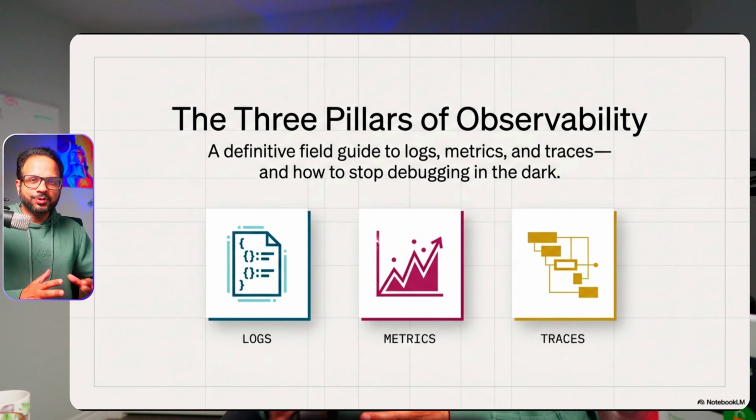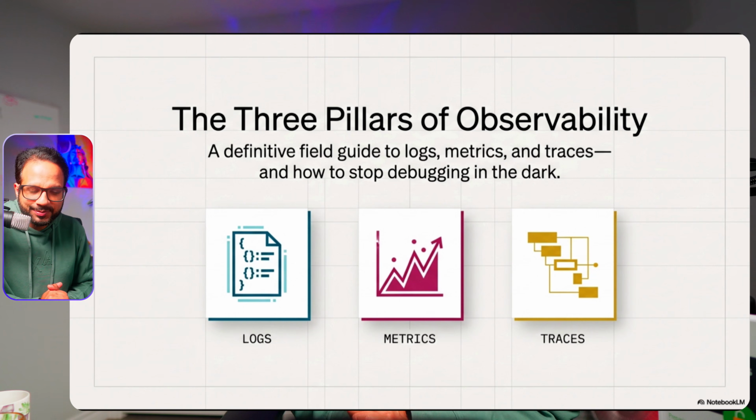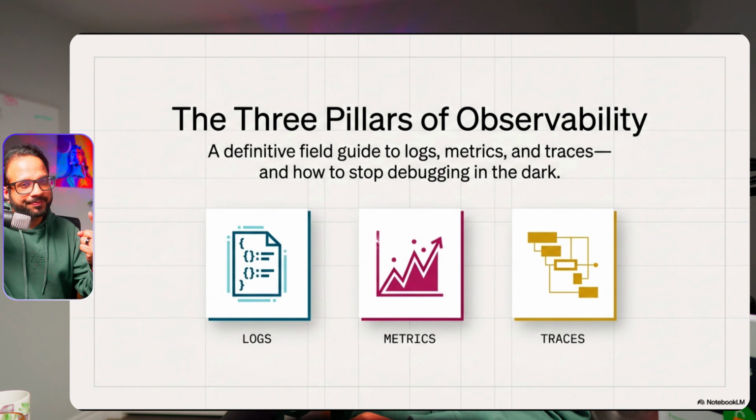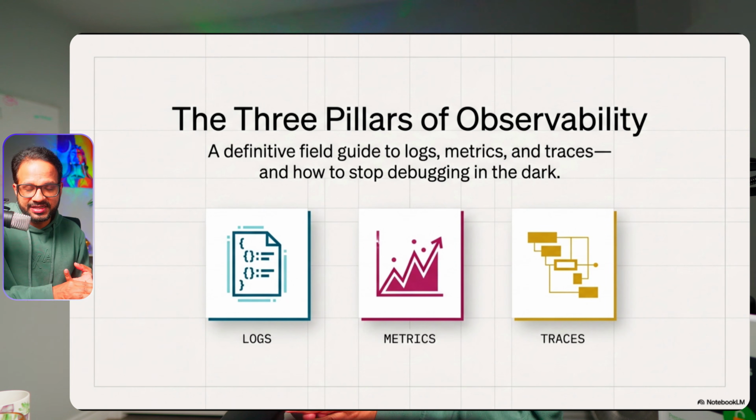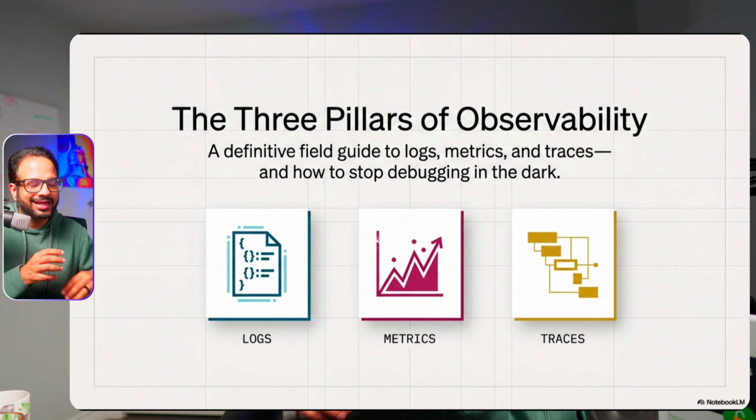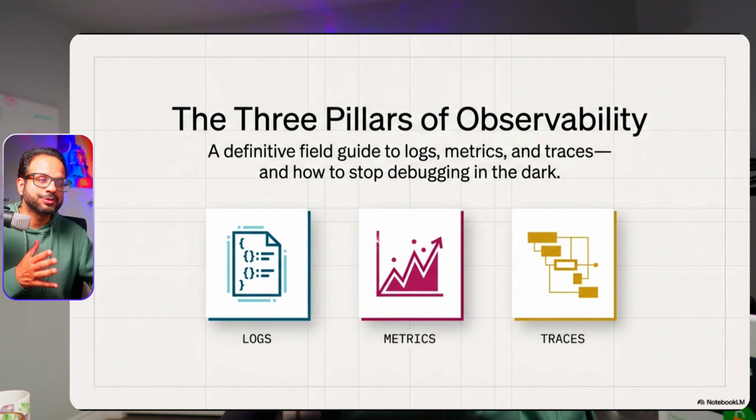Okay, so we need to understand three pillars of observability. First is logs, second is metrics, and third is traces. We need to understand all three and where we use each of these. This helps you improve your debugging. It helps you cut down the debugging time and find the root cause of the issue faster.